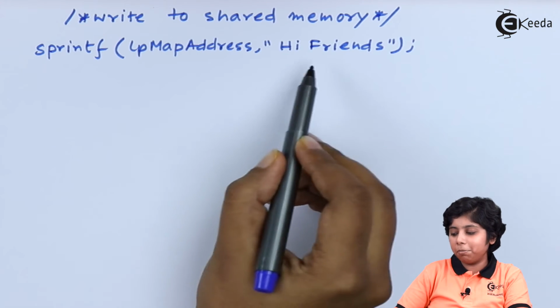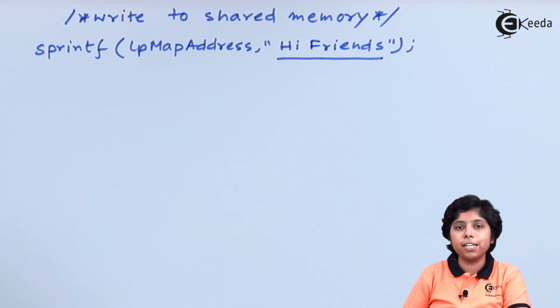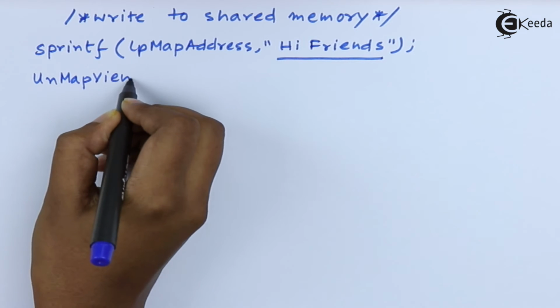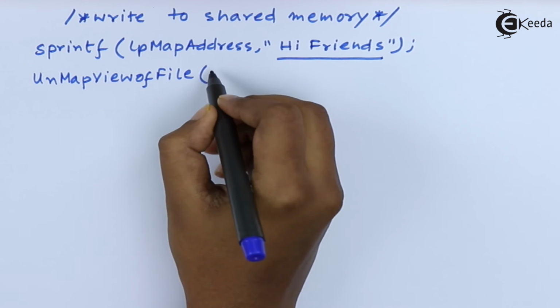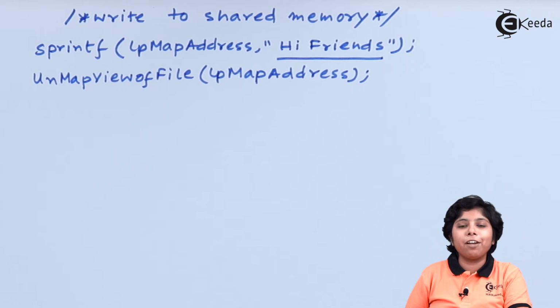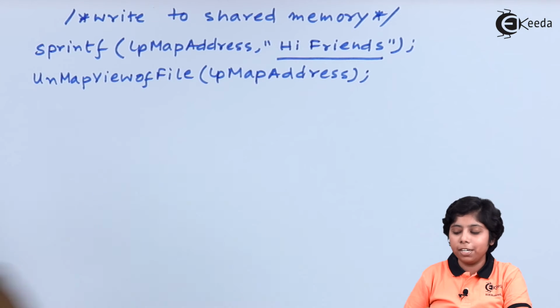Now for writing to the shared memory, that is the lpMapAddress, we are using the sprintf function, that is the string printf function, and placing the text "Hi friends". Now that we have created and written to the shared memory object by the producer process, we will finish this and close the view of mapping using the UnmapViewOfFile function. And at last we will close the handles we have created for the file creation and the file mapping.